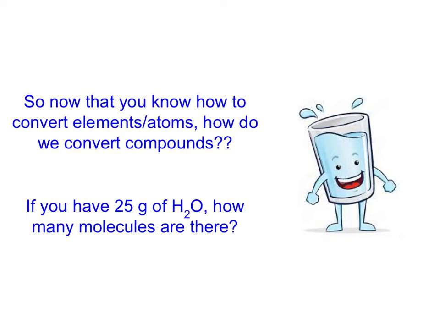So our question that we want to solve here is, if you have 25 grams of H2O, how many molecules are there? Well, if this were just, say, hydrogen, you would already know how to do this. 25 grams of hydrogen, how many atoms are there? You go grams to moles, and then from moles you could go to atoms. But how does that work when we have a compound, H2O, as opposed to an element?